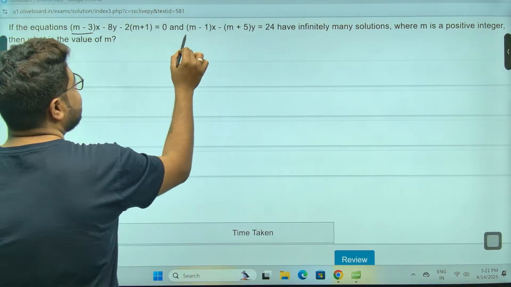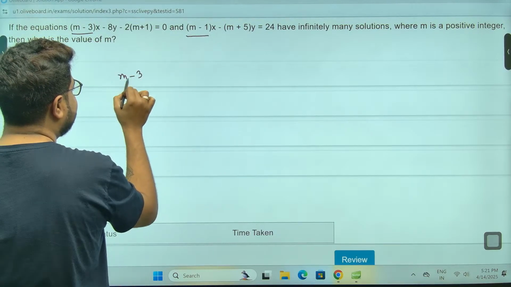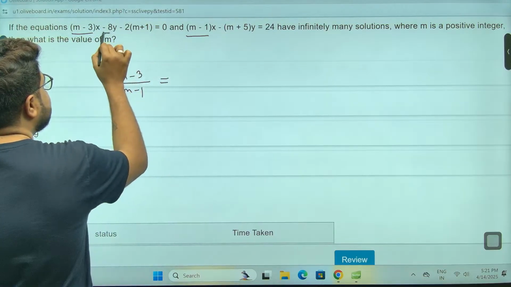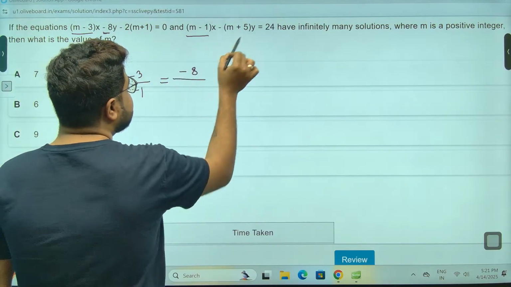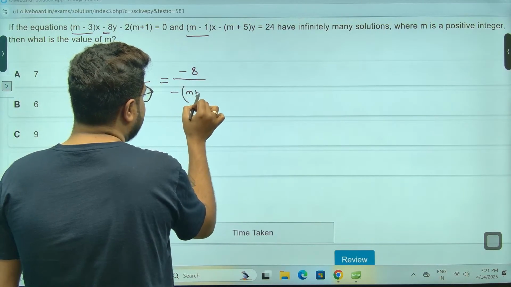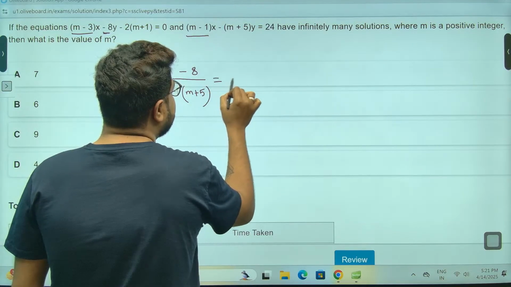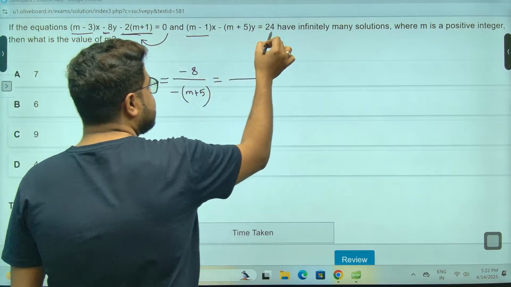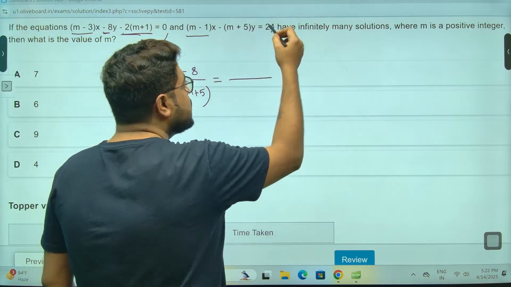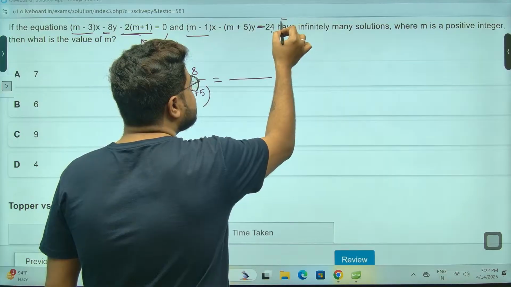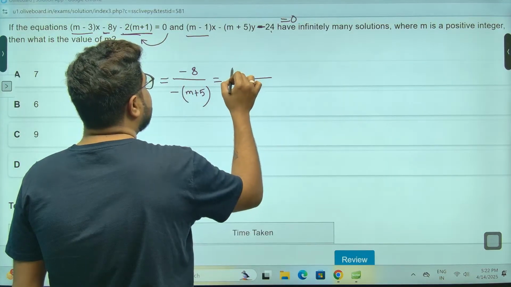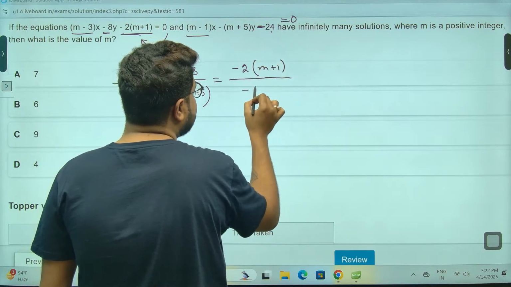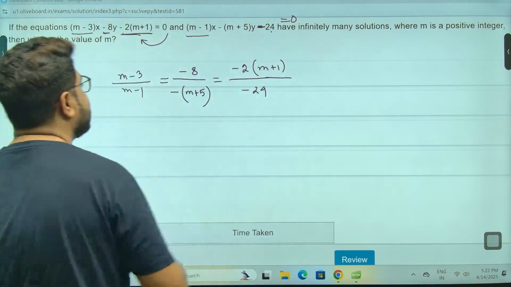X ratio is this: m minus 3 divided by m minus 1. That will be equal to the Y ratio, minus 8 divided by minus m plus 5. Remember this is on this side and this is on the right side, so I have to bring it here, and it will become minus 24 equal to 0. So again I write 2 into m plus 1 divided by minus 24. If you miss this, that is a mistake.